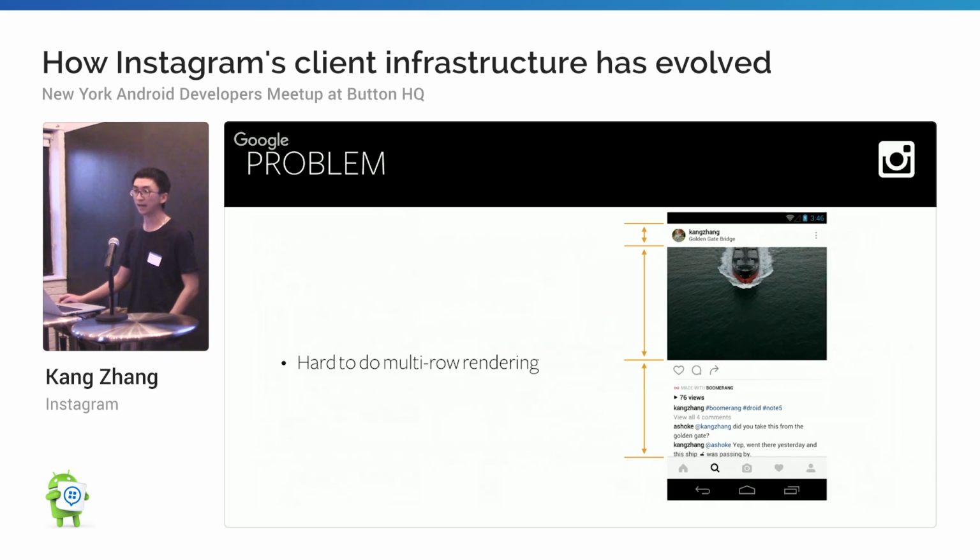So the solution to that is that you want to divide your big views into smaller item views, so that instead of rendering the whole media using one item view, you render it with 3 item views. This is what's called multi-row rendering.